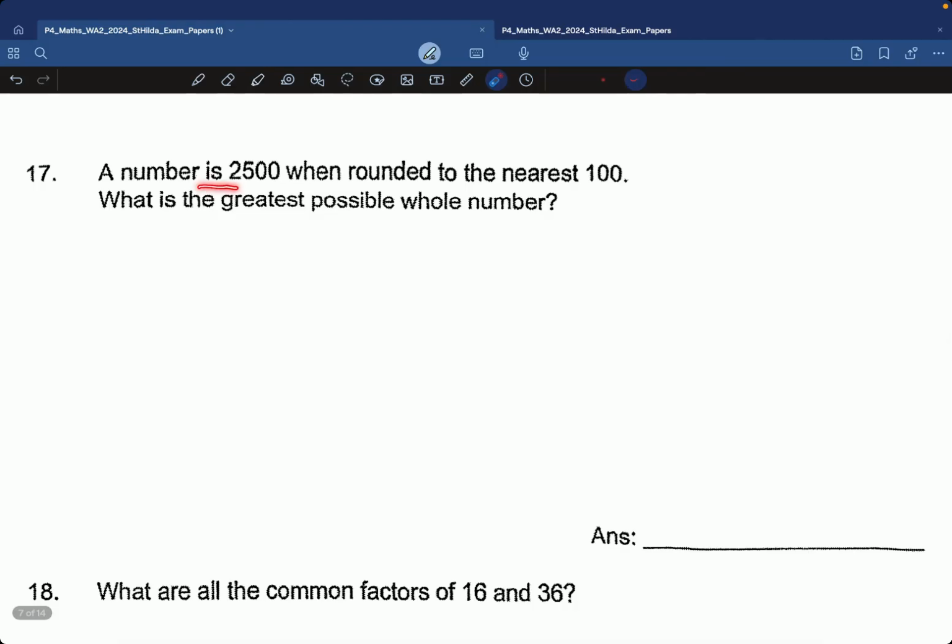A number is 2,500 when rounded to the nearest 100.